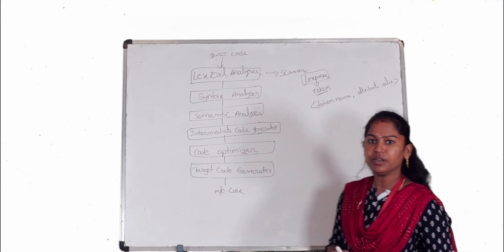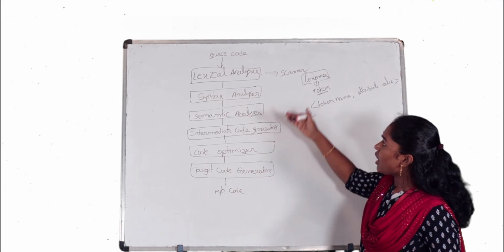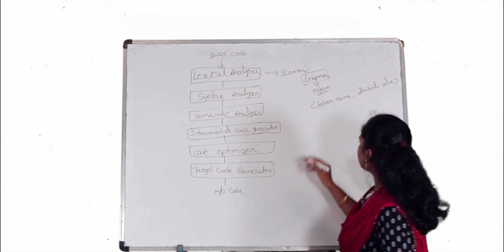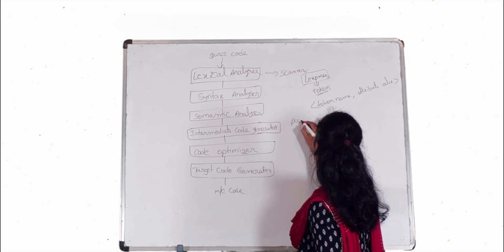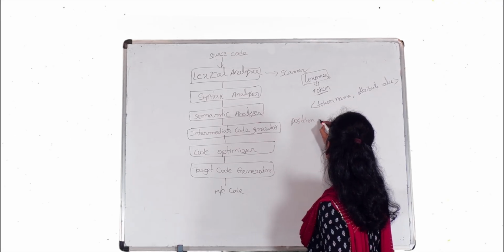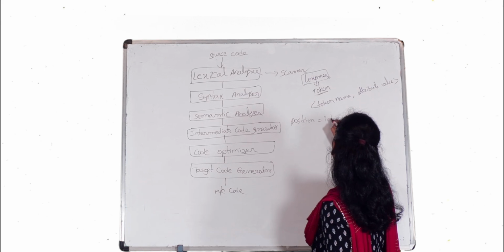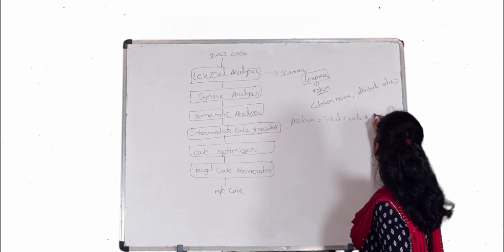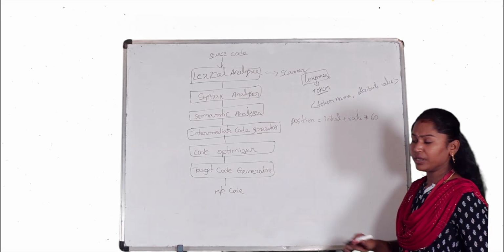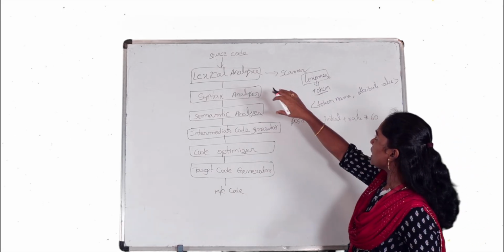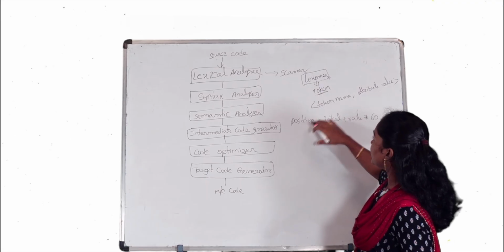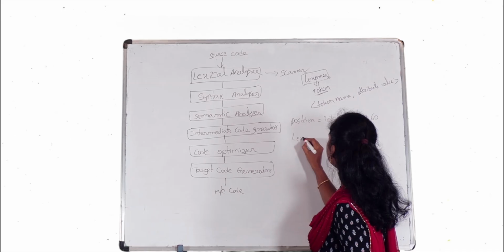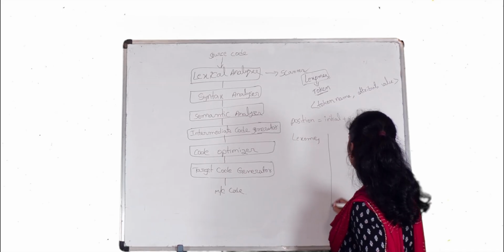Let's see an example. Through this example, we can know how each phase can translate the source program into the machine code. So let's take an example: position equals to initial plus rate into 60. So this is an example. With this example, we will see how the lexical analyzer takes the lexemes and how it will generate the tokens. So let's see the lexemes and the tokens.